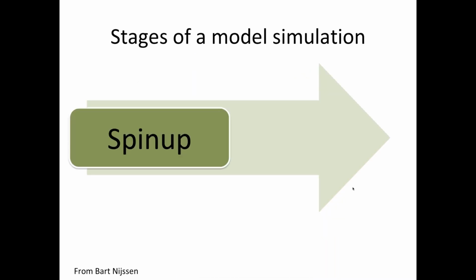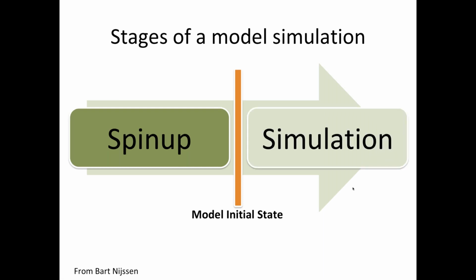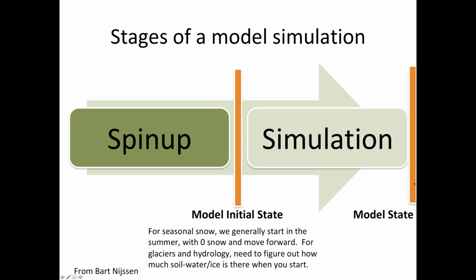Stages of a model simulation generally start with a spin-up period. There's a model initial state where we say this is how much water, ice, snow we have in the model right now. And then there's a simulation period. We simulate to some model state that we look at the output from our model. For seasonal snow, we have an easier case than in most situations with hydrology, in that we can generally start our model in the summer with 0 snow and move forward. Again, as I mentioned before, for glaciers and hydrology, we really need this spin-up period to figure out how much soil, water, or ice there is to start.